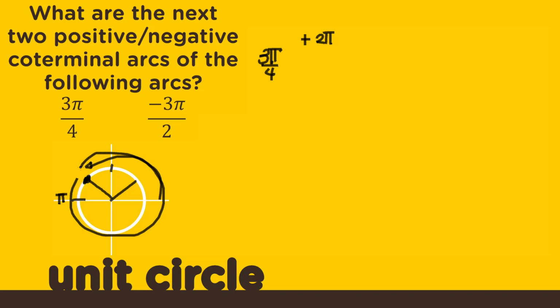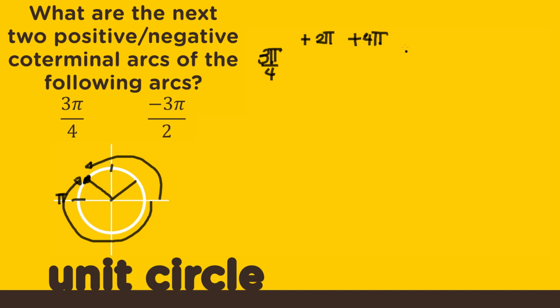The second positive coterminal arc is we add another revolution going back to the same terminal point. This would mean that aside from adding 2 pi to get the next positive coterminal arc, we will add another revolution. So 2 pi plus 2 pi, 4 pi. Aside from that, we can also solve for a negative coterminal arc. Negative means the movement is clockwise from this until here. Okay? So it's a negative coterminal arc.